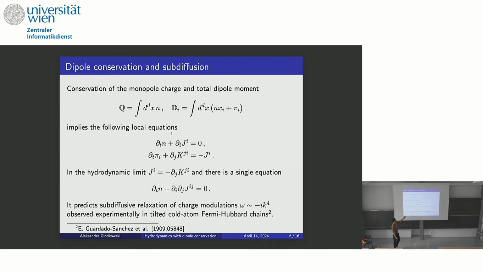And you can convince yourself that if those local equations are satisfied, when you take the time derivative of those integrals, they just give you a boundary term. So those are the local equations for conservation of charge and dipole. If you look at those equations, the first equation has the form of a conservation equation, but the second one does not, because on the right-hand side it has a source. Yes?